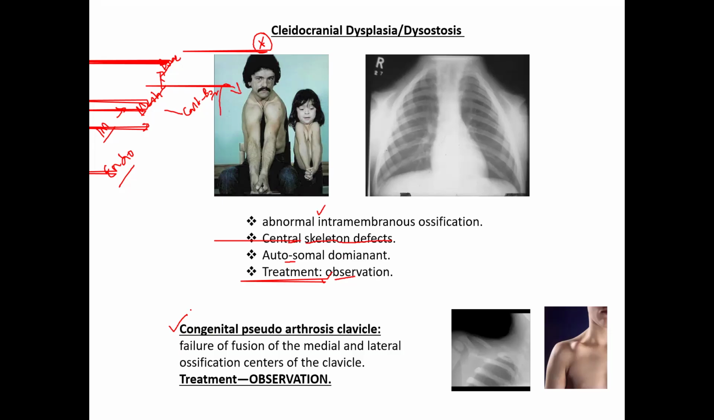What is happening here is the medial end of the clavicle and the lateral end of the clavicle are not fusing with each other during embryonic development. So there is fibrous tissue here. It also presents as a lump and a little abnormal mobility. These patients also do very well. There is no need of worrying. There is no need of any surgery. So here also observation is the treatment.